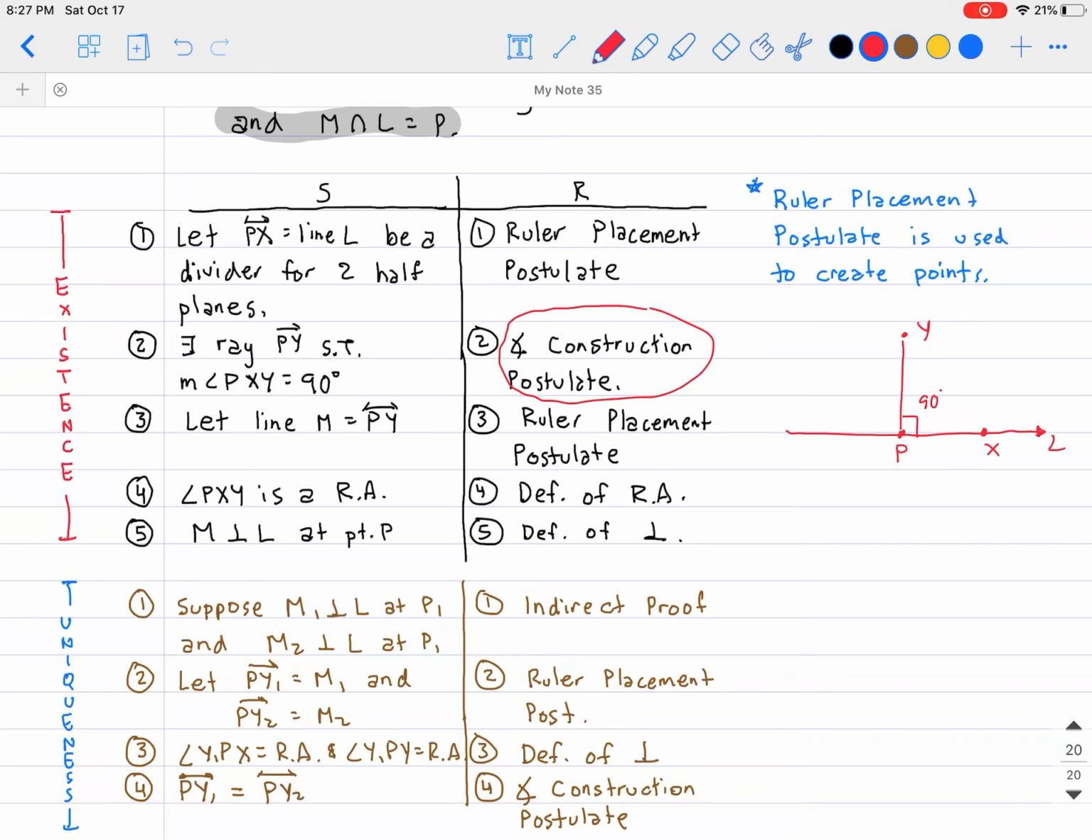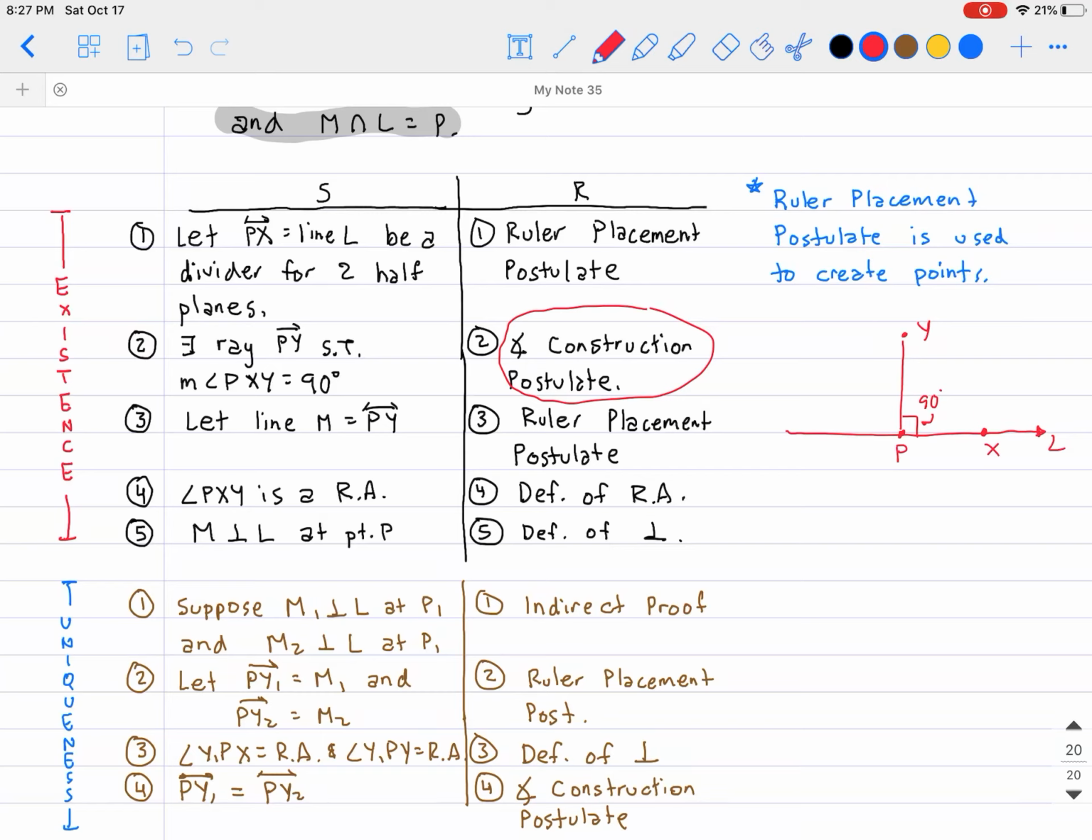And right there, I have basically shown that there exists the perpendicular, because of that angle construction postulate. Because this is 90 degrees, therefore it's a right angle. And as a result, if it's a right angle, then it is perpendicular. Okay, so that's the existence part.